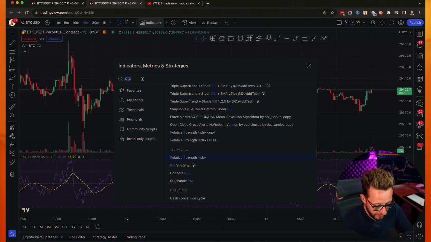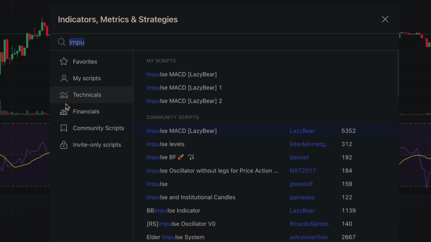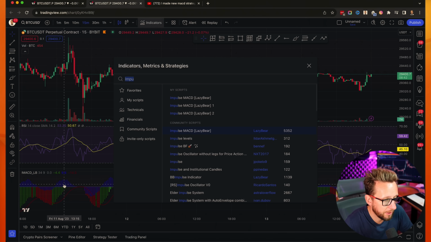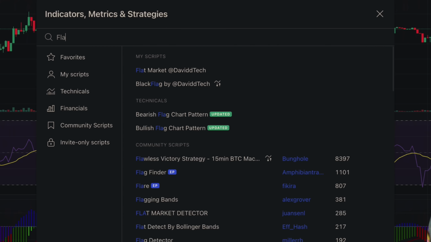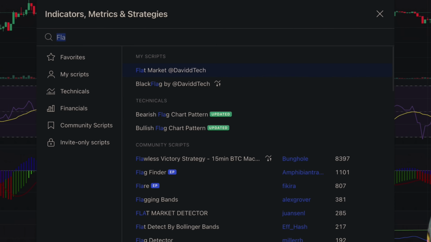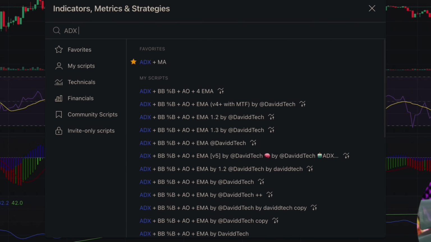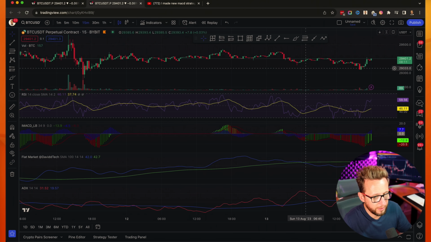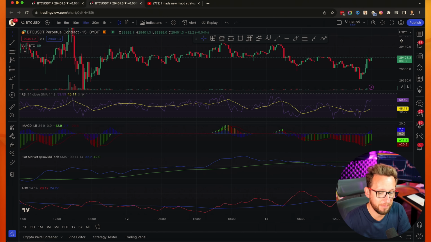Next one will be the impulse MACD by Lazy Bear just here. Now this will bring up a nice colorful indicator. We're going to make a couple of modifications to make it a little bit more simple in a second. After that, we have the flat market by David Tech. That's going to make this indicator here. And then we have the ADXMA, which is this one just here. Okay, a lot of indicators. It hasn't finished because I haven't even done the exits yet, but we're going to get there.